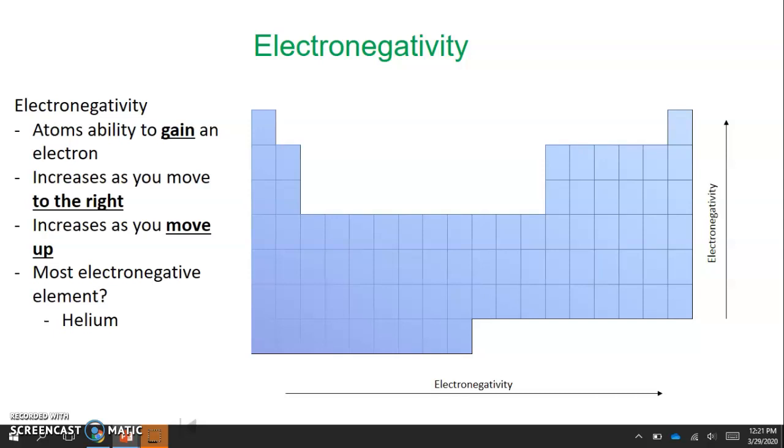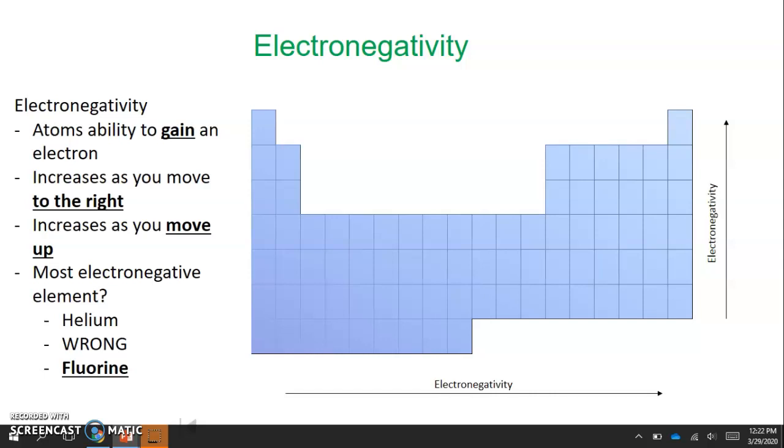Is it helium? No, it's not helium. It's actually fluorine. So why would we think about fluorine? Fluorine is in group 7, so it is a halogen. Remember that your noble gases are stable. They don't need to gain or lose. And also helium is special because it only has 2 valence electrons, and so its outermost shell is already filled, so it's not going to react and become electronegative the way that fluorine will.